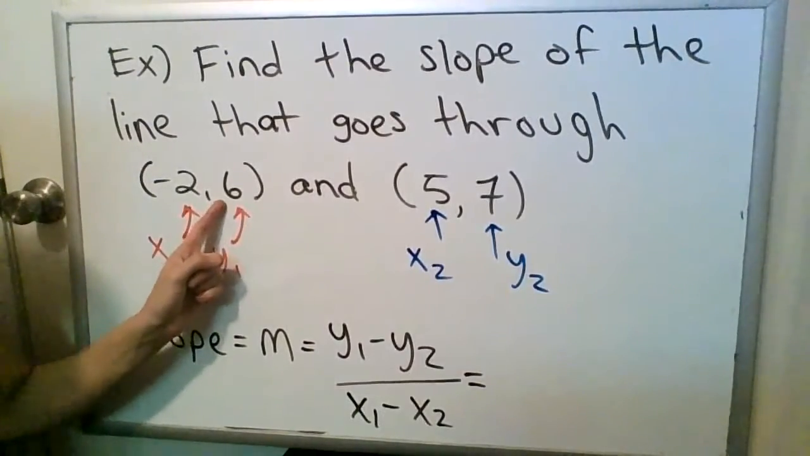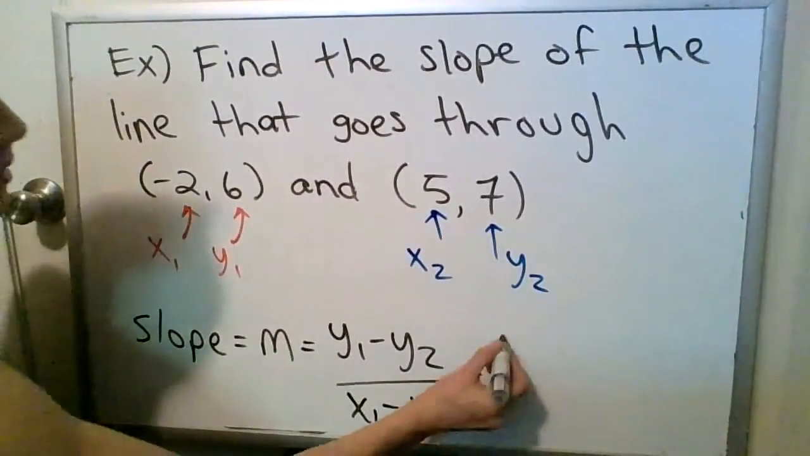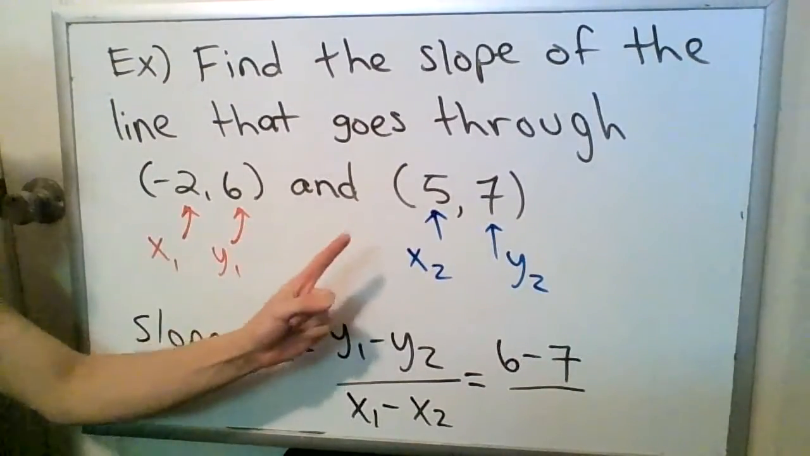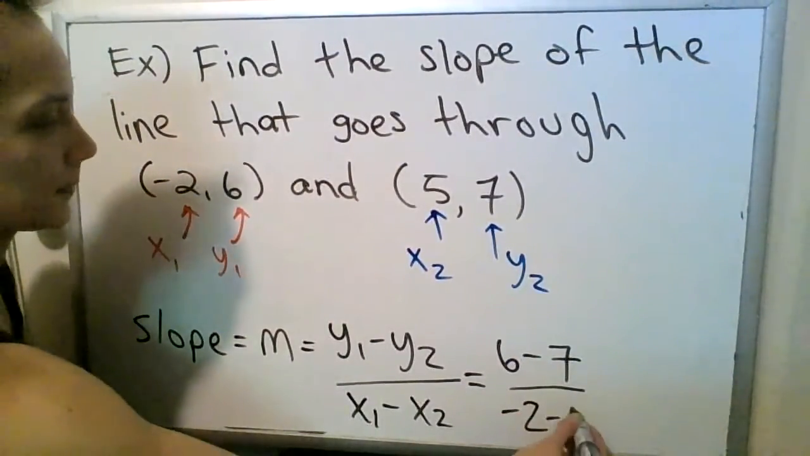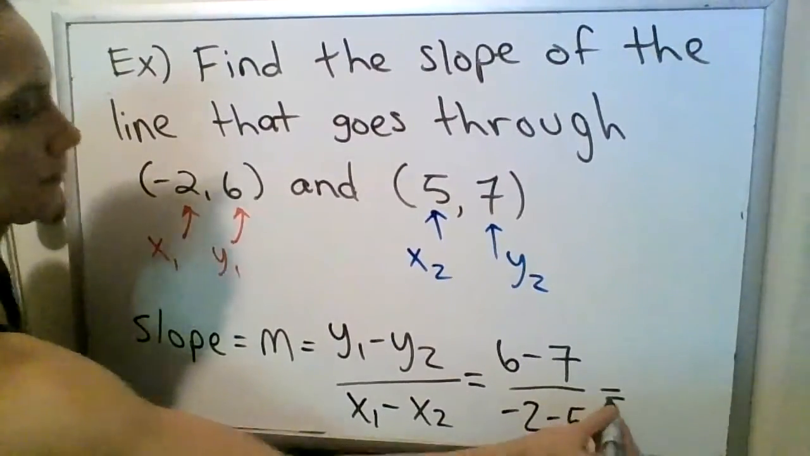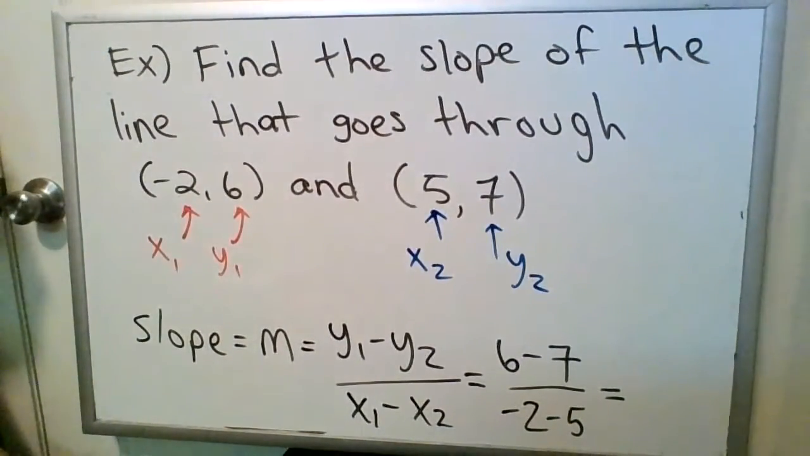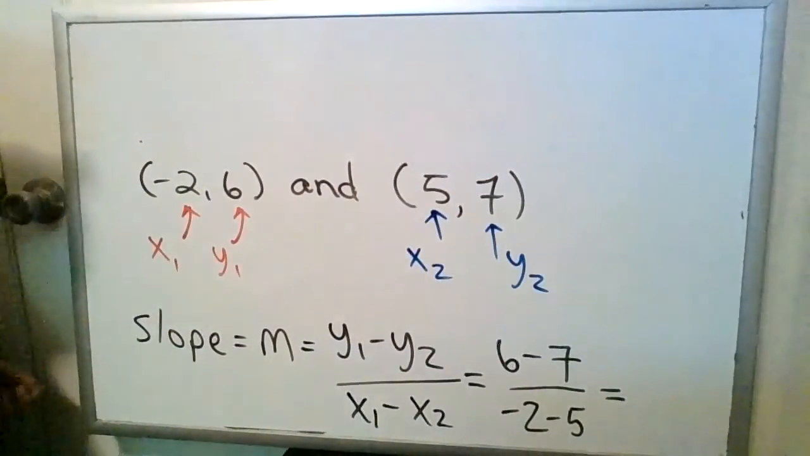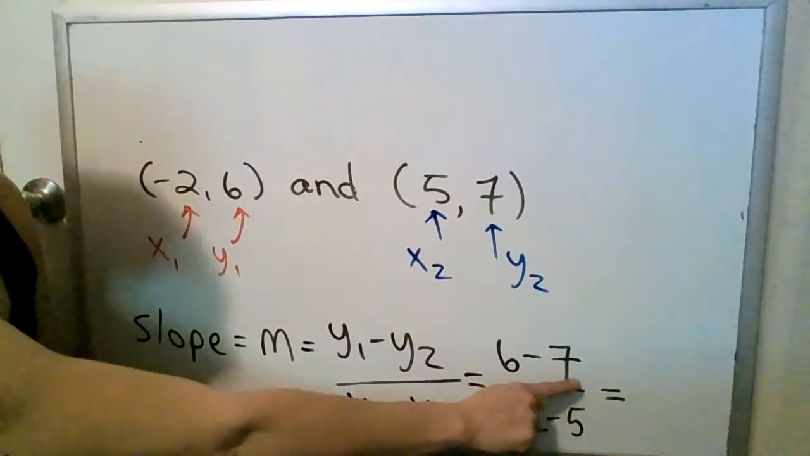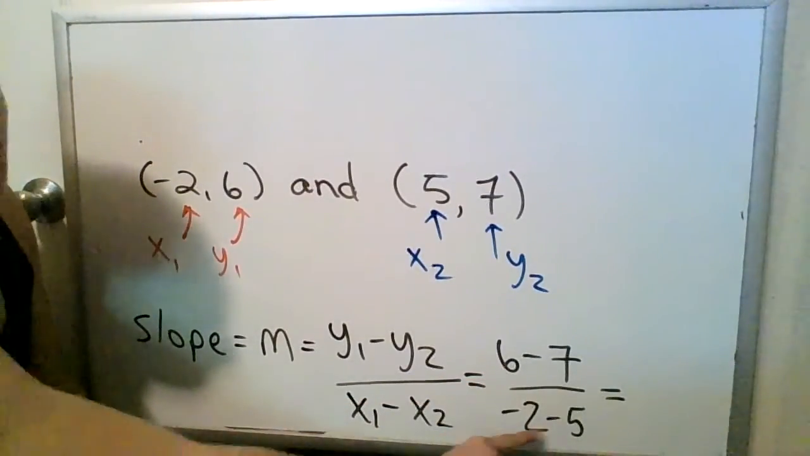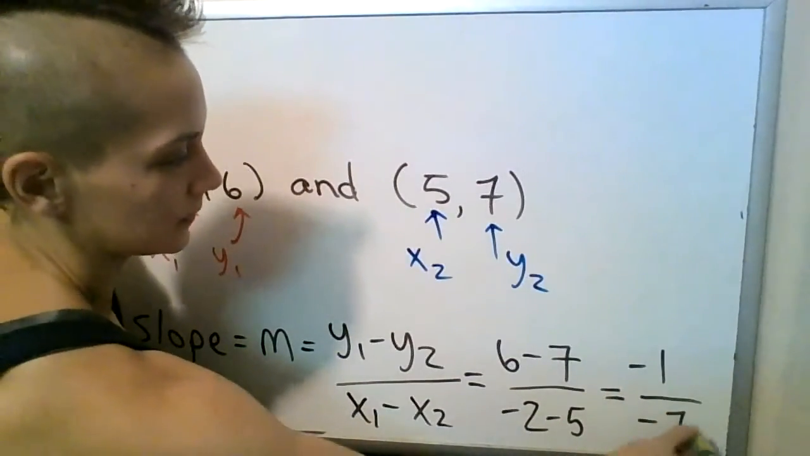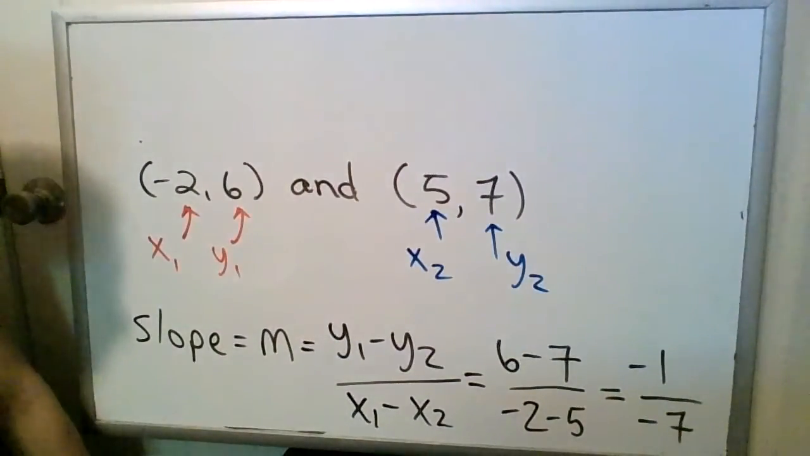We're going to have 6 and subtract 7 over -2 minus 5. Here's a -1, and it's divided by -7. So the slope is positive 1 over 7.